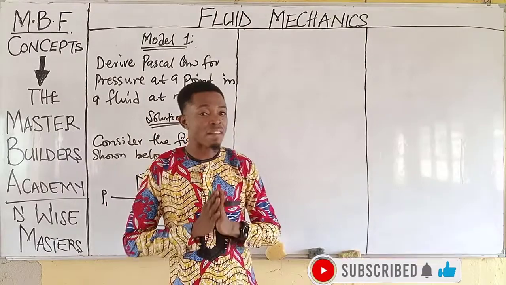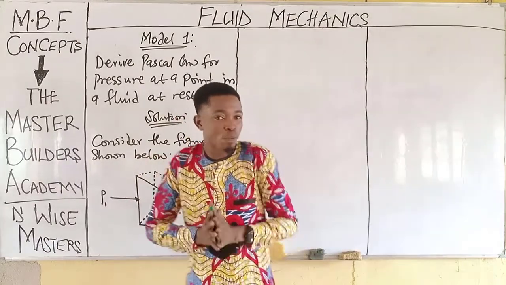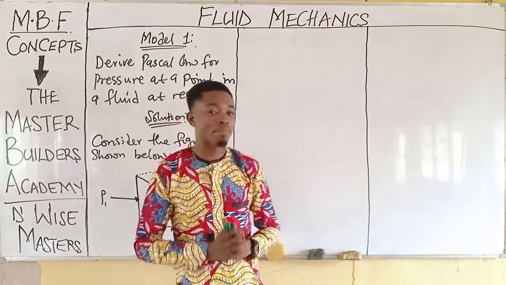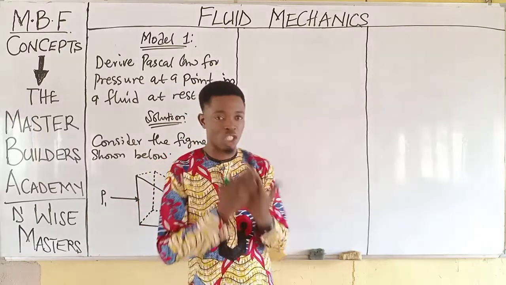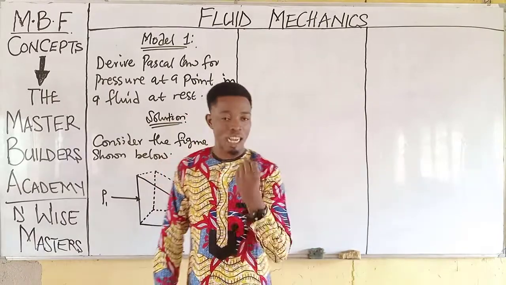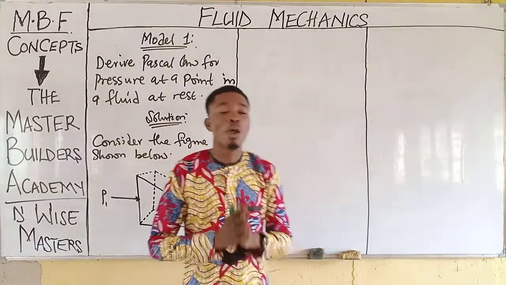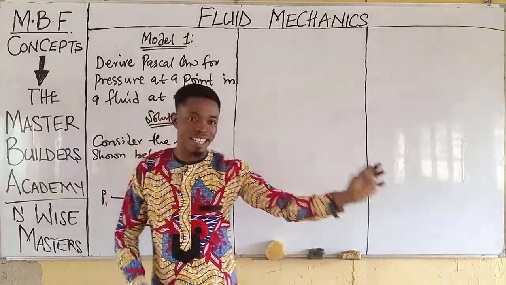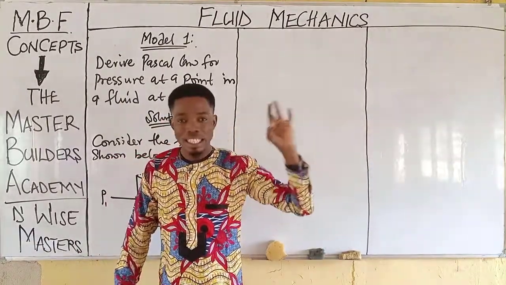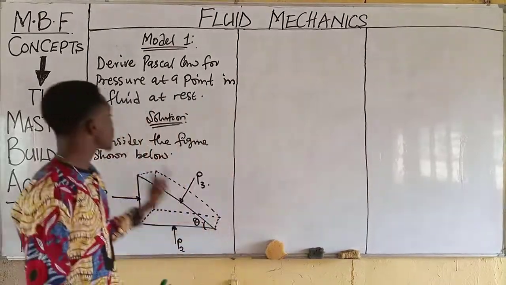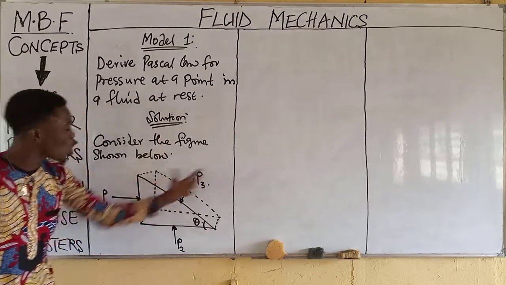And we know that for a fluid to be at rest, it must be conveyed with a vessel. And such vessel can be of any geometrical shape. It can be circular, it can be rectangular, it can be triangular. But in this lesson, we will make use of a triangular section which actually reveals the x-axis, the y-axis, and the z-axis. So the first thing you do is to say, consider the figure shown below.